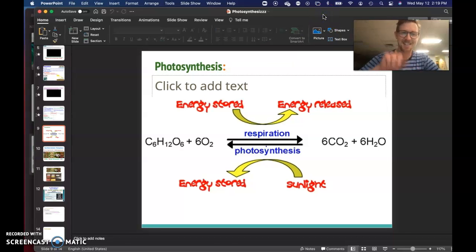There's a few more activities in this Nearpod about photosynthesis just to get you thinking about the process and how it works. It's going to ask you to do some matching and some other activities.